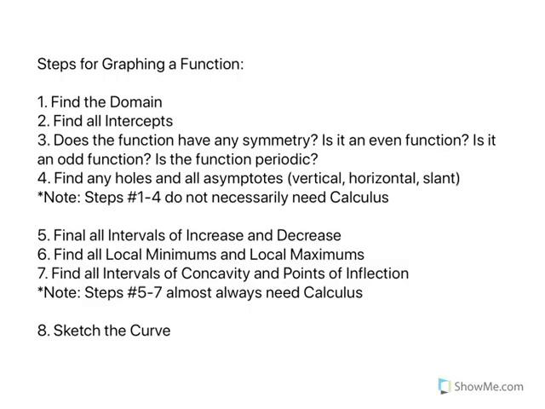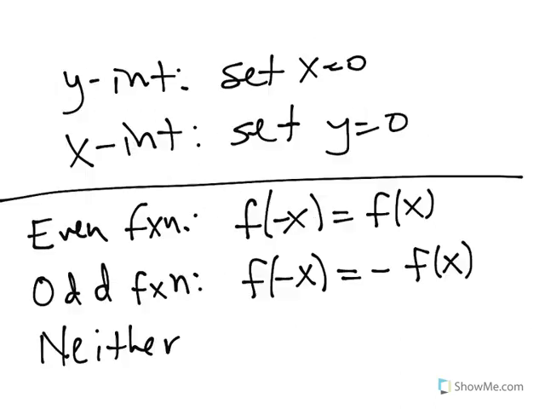And then, is it periodic? Does it have a repeating behavior? Which usually means you have a trig function showing up to some degree, but just something to be aware of. And then number 4, find any holes and all asymptotes. Again, hopefully remember how to do that. We've seen that a lot in past classes. We've seen that a little bit in this class as well.